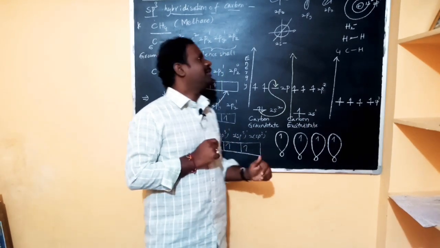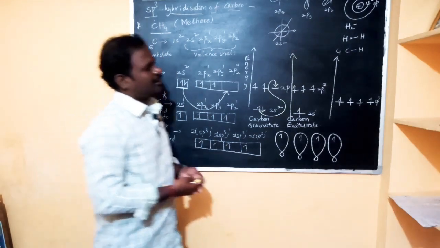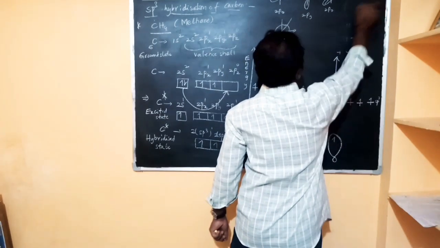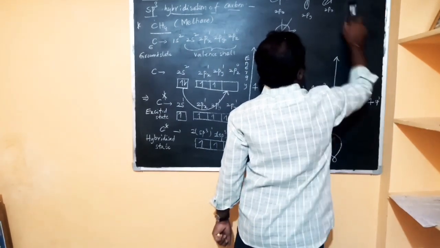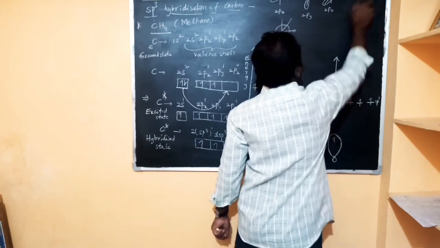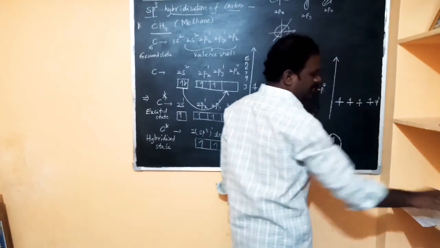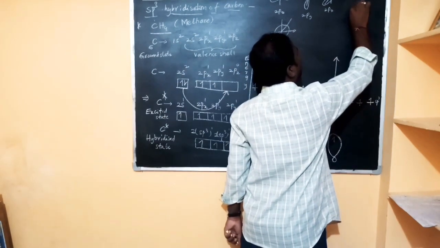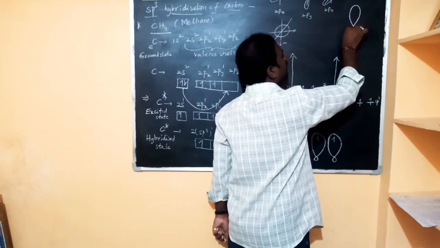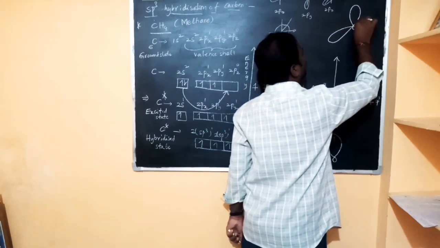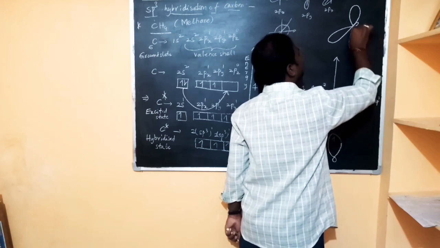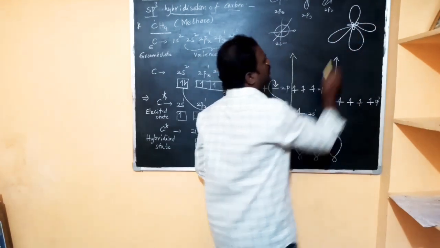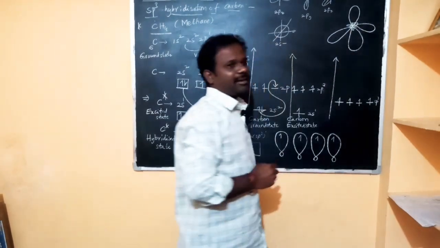So here, like that, we can get the shape of the orbital. Sir, they are arranged. So in this hybridized state, the hybridized orbitals are arranged in the form of the corners of a regular tetrahedron. So what is the shape of the methane molecule? It means the shape of the methane molecule will be a regular tetrahedron.